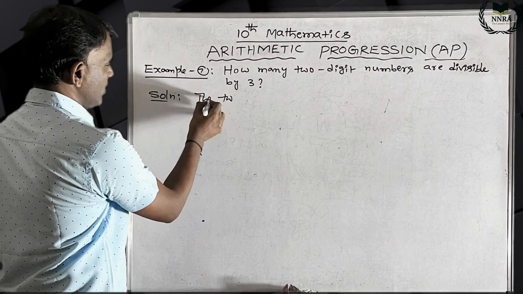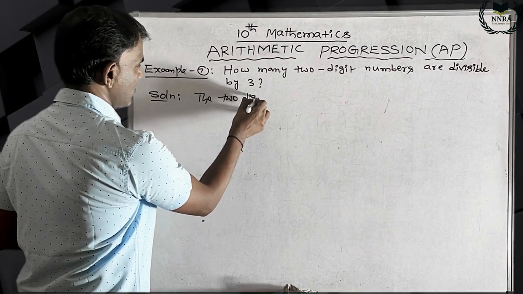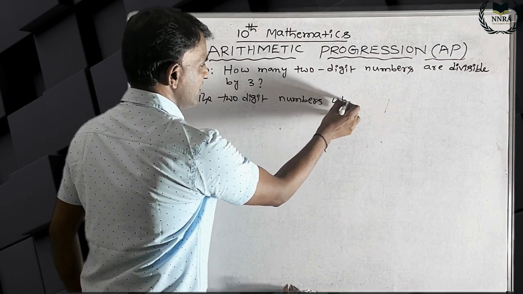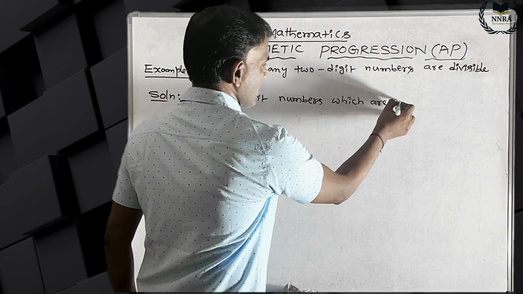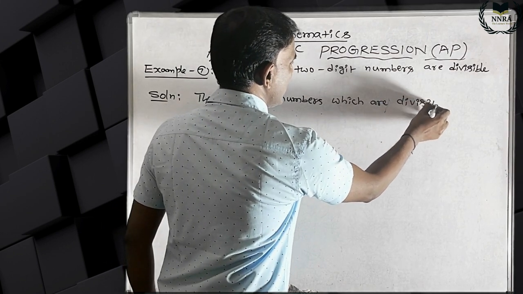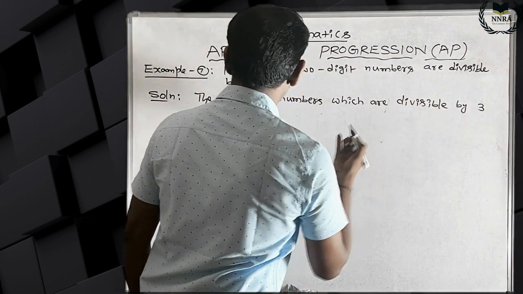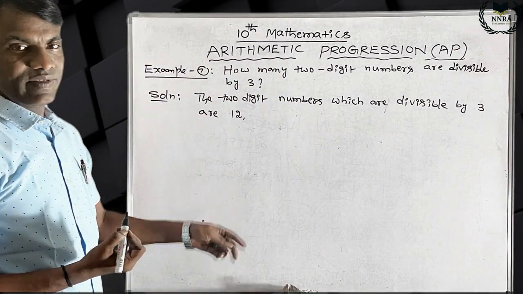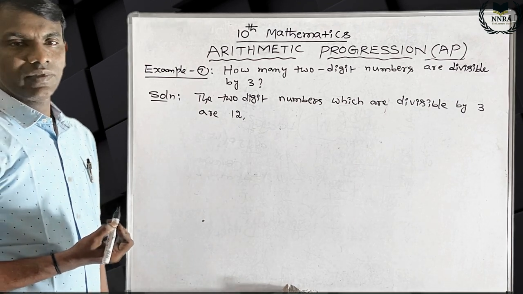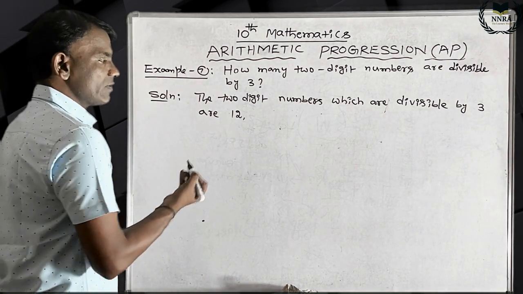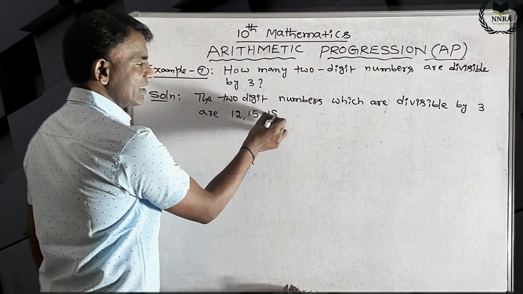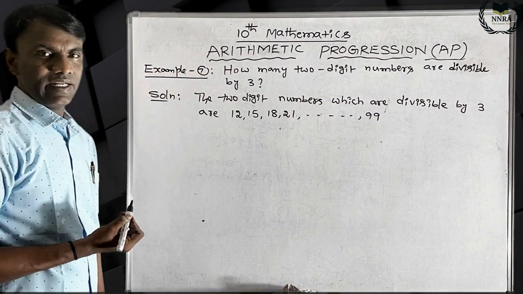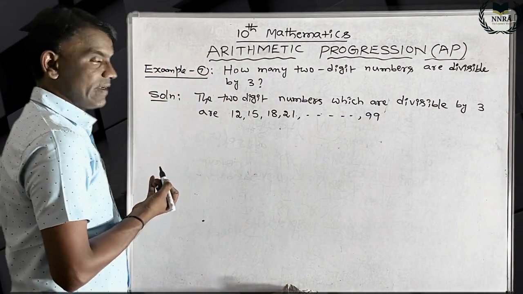The two-digit numbers which are divisible by 3. 12 is the first number. Two-digit numbers start from 10. 10 or 11, those are not divisible by 3, correct? 12 is divisible by 3, then 15, then 18, then 21, and so on. The last number is 99. Okay, now we find the value of n.